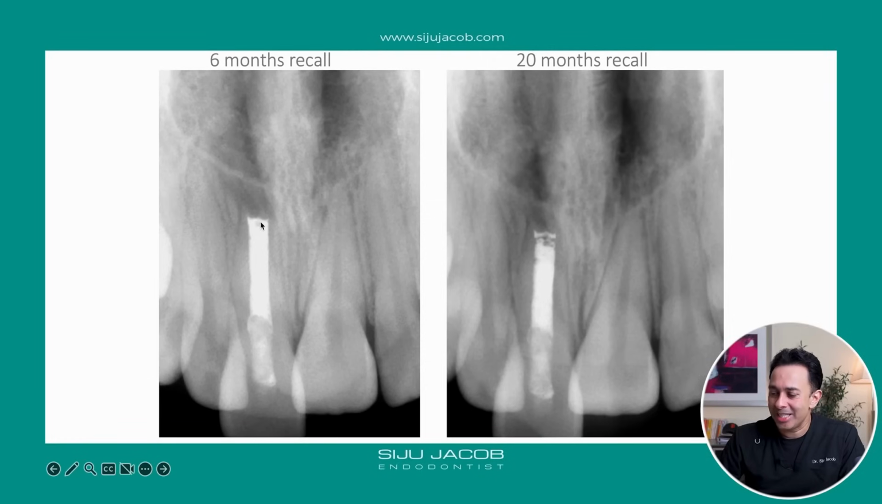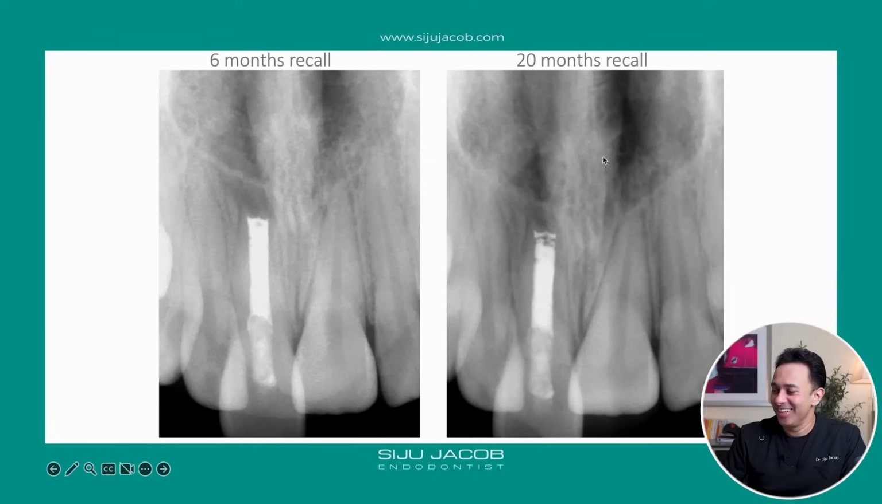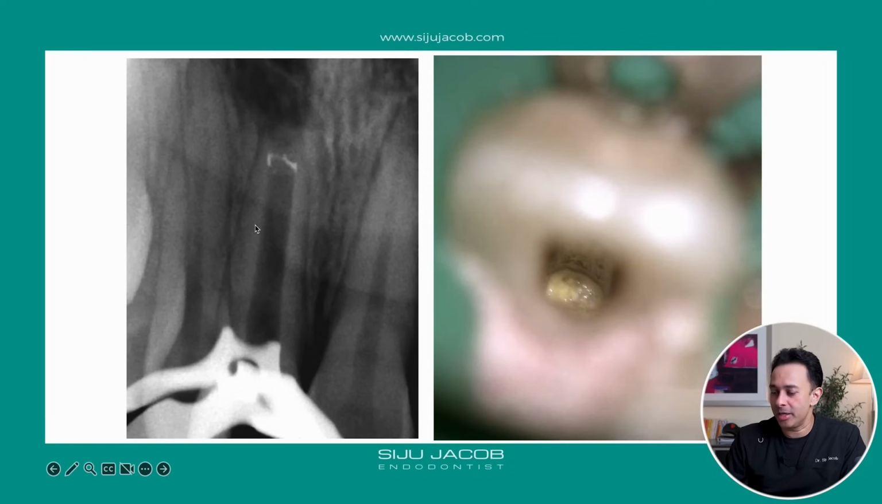The patient was recalled after 6 months, and I asked her to come back after another 6 months. A 1-year recall was what I was aiming for, but this patient turned up after 20 months. And then you can see here, there's a nice little barrier in the radiograph. So in her case, I removed all the calcium hydroxide inside. And when I looked inside, I could see a nice thick, uniform barrier.